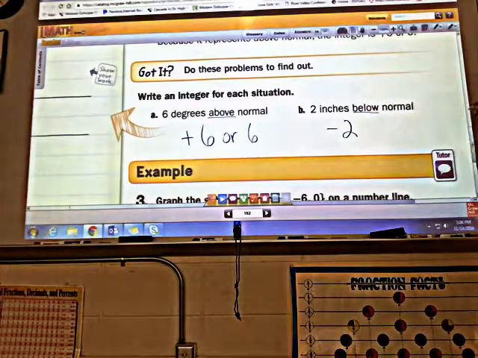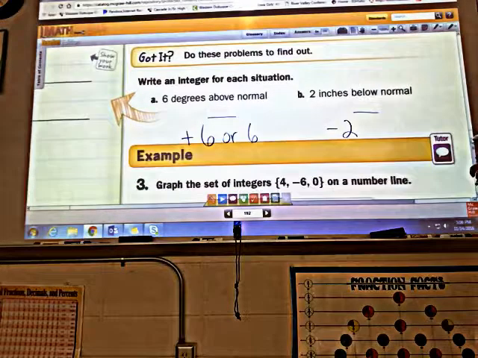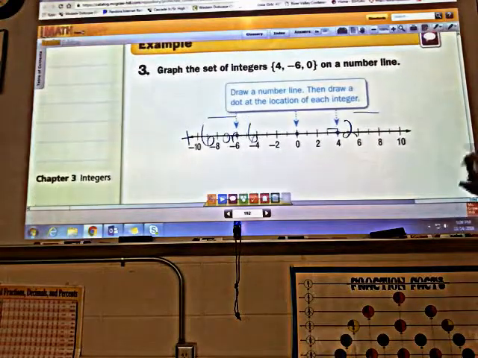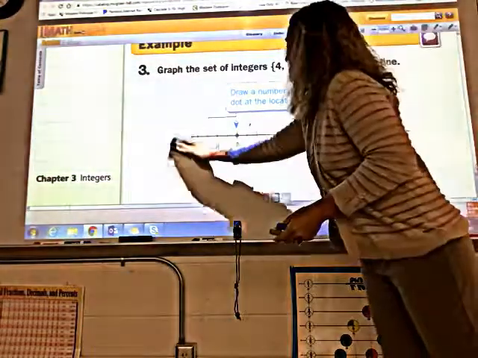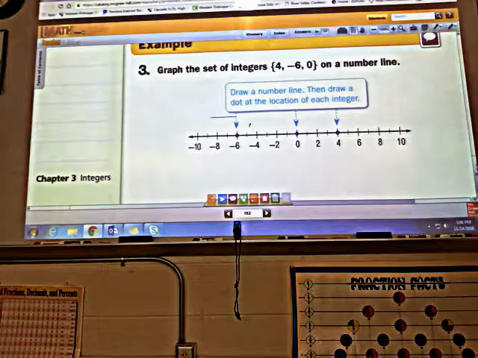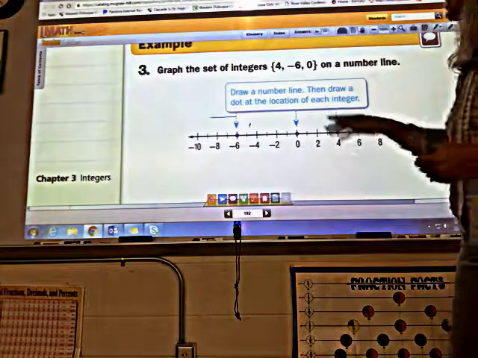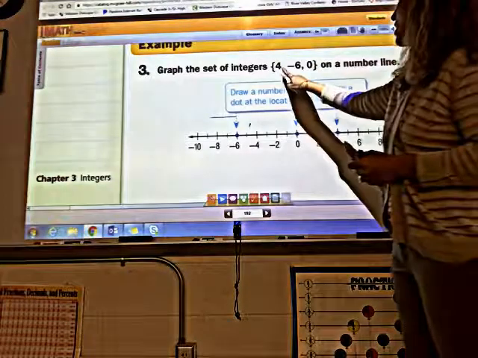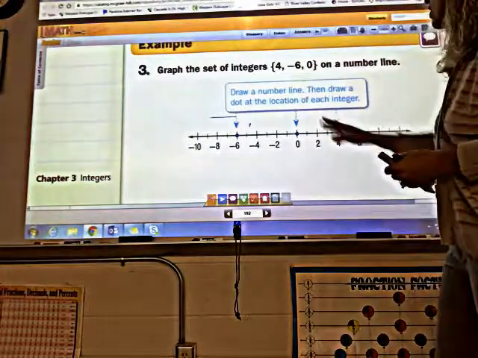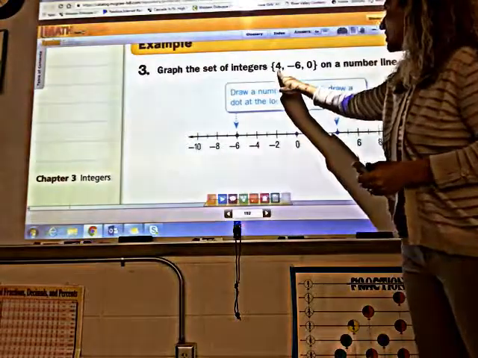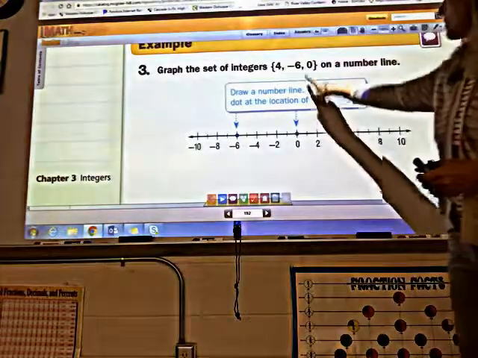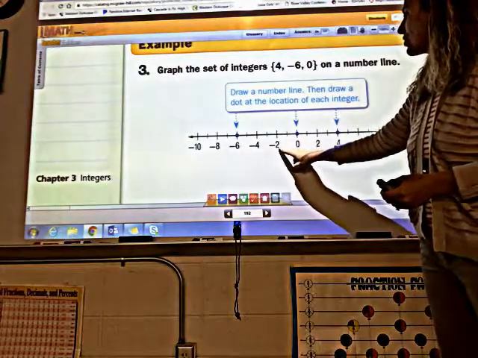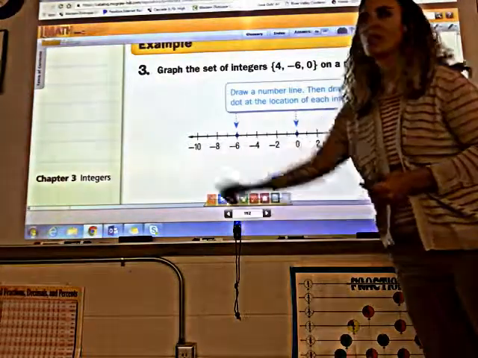So again, one of the objectives for today is going to be that you're going to be able to write an integer for each situation. Those are a couple examples of that. Okay. Taking a look at the next section, you're going to be graphing your set of integers. In this case, they give you the example. Notice that they're in brackets, so we're talking about a specific set of numbers, 4, -6, and 0. So you can see down on your number line what they've done is they've plotted 4, they have -6, and they have 0.